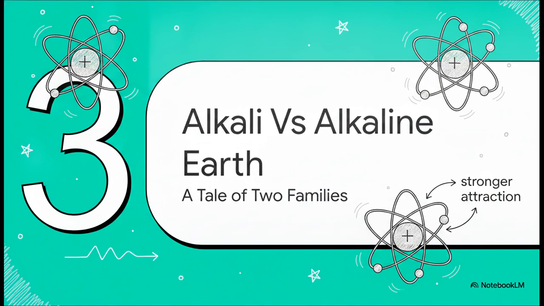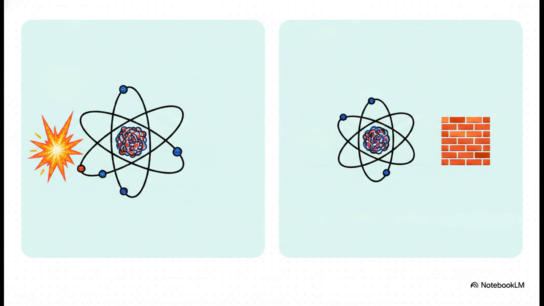Section 3, Alkali versus Alkaline Earth, a tale of two families. Let's compare these two side by side, because it's fascinating to see how just one single extra electron changes the entire game. On the left, our alkali metals form unipositive or +1 ions. They have larger radii, and they are so light that lithium, for instance, has a density of just over 0.5 gram per cubic centimeter. But look over at the alkaline earth metals on the right.